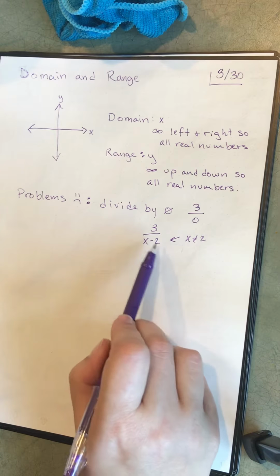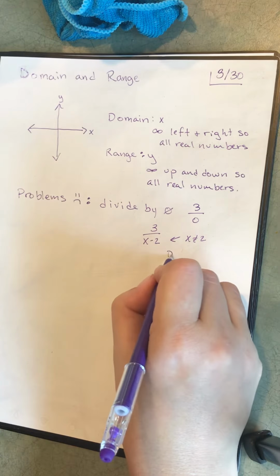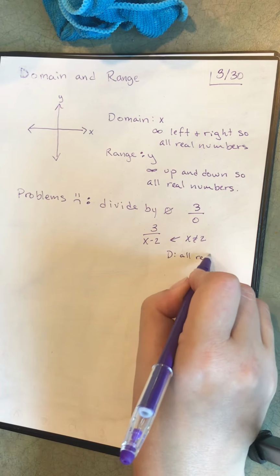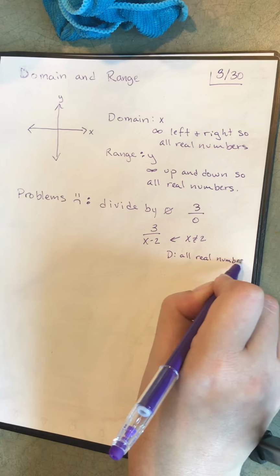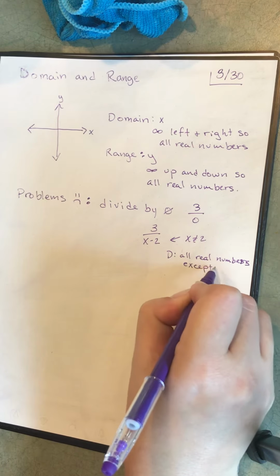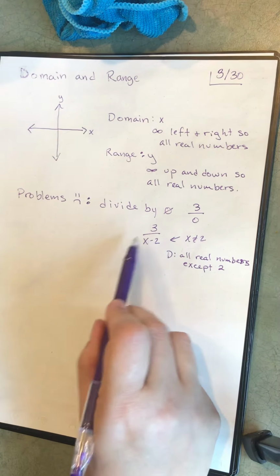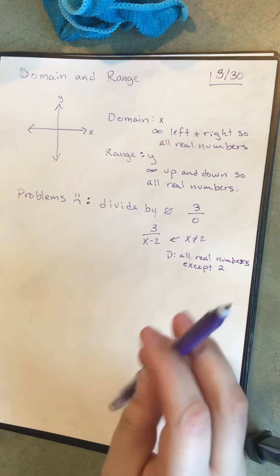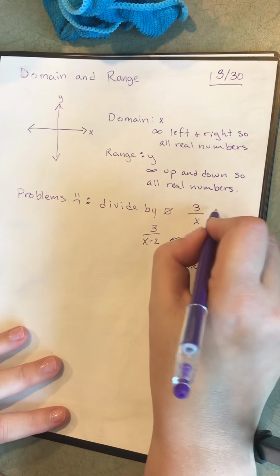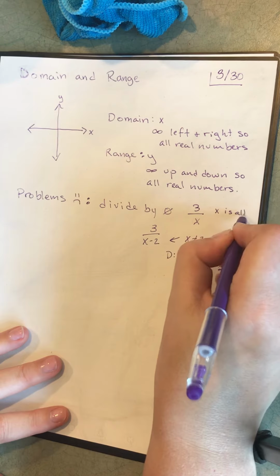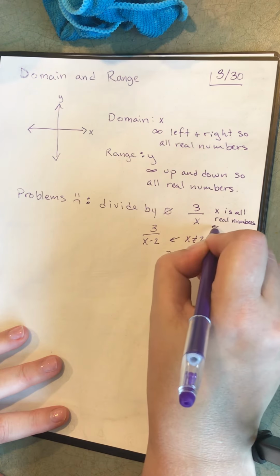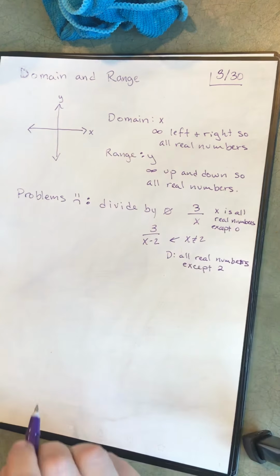x can't be 2, so here the domain would be all real numbers except 2, because 2 is going to create this 0 situation. If this here is just an x, then x is all real numbers except 0.